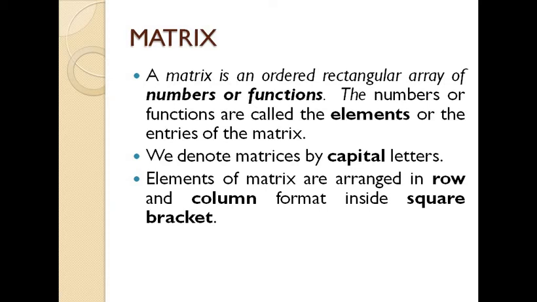Now here the thing I told you, that a matrix is an ordered rectangular array. Now ordered rectangular array means the elements of the matrix are arranged in row and column format. Like we create a table, so in a table we store all the data. So in a similar fashion the data in a matrix is also arranged. Now let us see some examples.